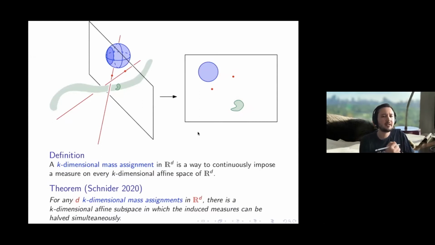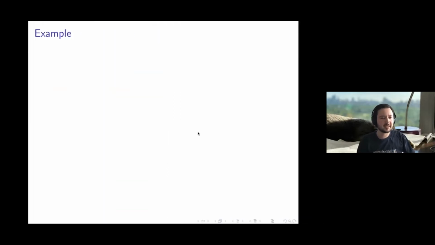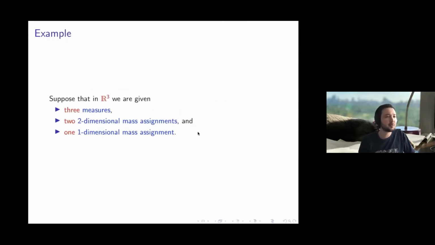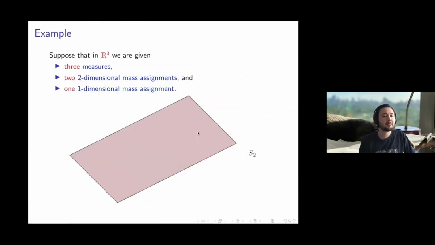So what Ilani and I wanted to do was this, but instead of having many mass assignments of a single dimension, having mass assignments of multiple dimensions at the same time. It makes a lot more sense if you work with an example. I'll give you 3 measures in R^3: 2 two-dimensional mass assignments, and 1 one-dimensional mass assignment. So every plane, I'm assigning it 2 measures. Every line, I'm assigning it 1 measure. If I'm looking for ham sandwich type results for this, I can notice, oh, I have 3 measures. I can certainly find a plane, which I'll call S2, that halves the 3 measures by half.